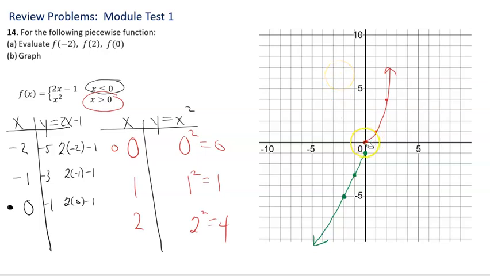And I messed up on my graph. You might have noticed I should have put an open circle, and I didn't. So let me go back and make a big deal about that. There we go. There's my open circle, and there's your piecewise functions.